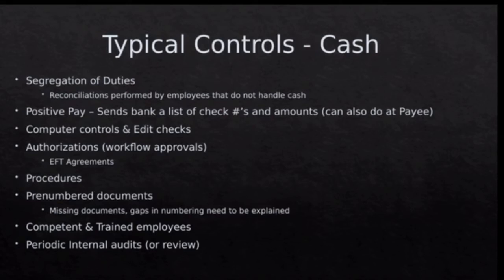Pre-numbered documents are another key control. Check numbers. One of the things you want to look for are missing checks, or gaps, I should say. If you got 1, 2, 3, 4, and then all of a sudden you jump to 23, 21, 22, what happened to those checks that are missing? You will also do that for invoices and POs and things like that, so that you have pre-numbered items out there so that, whether it's cash cycle or other cycles, you can always keep track of things. So pre-numbered documents are a good control.